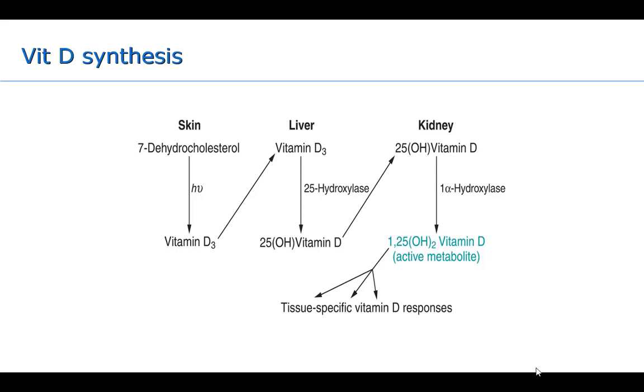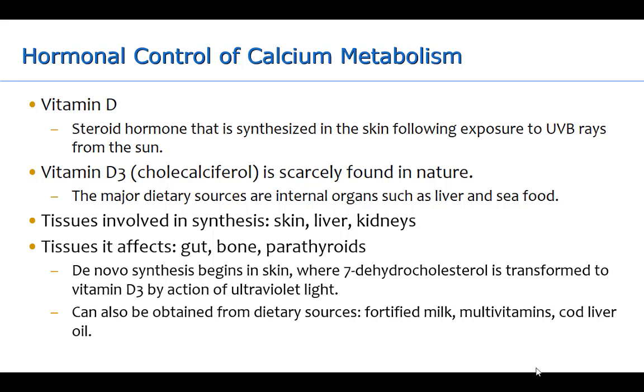Okay? Now, if you go back here, the previous slide. Okay. So vitamin D is scarcely found in nature. So the major source of vitamin D in our body is actually synthesis under the skin, the liver, and the kidney. But it is present in certain types of diet. There are 3 tissues that are involved in the synthesis of vitamin D, as I just showed you. And it also affects 3 tissues. It affects gut, where it enhances calcium absorption. It acts on the bone, where it will enhance bone deposition, or calcium deposition in the bone.